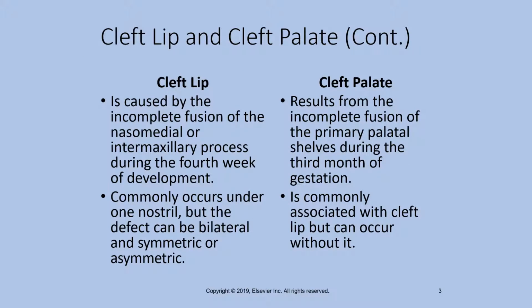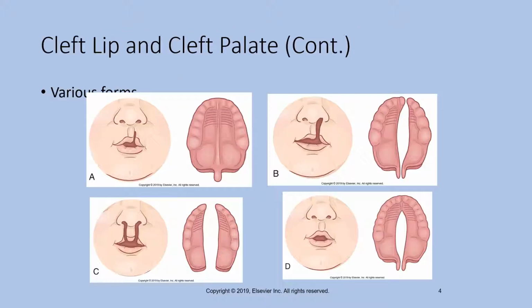Cleft lip is caused by an incomplete fusion of the nasomedial and intermaxillary process. It commonly occurs on the first nostril, but the defect can be bilateral, symmetrical, or asymmetrical. And cleft palate occurs from the incomplete fusion of the primary palatal shelf during the third month of gestation. It is commonly associated with cleft lip, but it can occur without it. And these are some of the pictures of various forms of cleft lip and cleft palate.